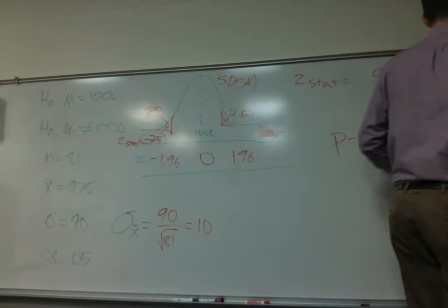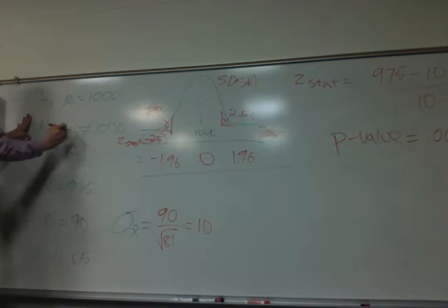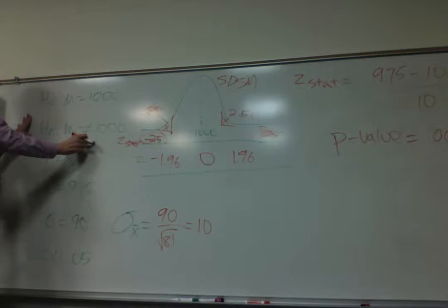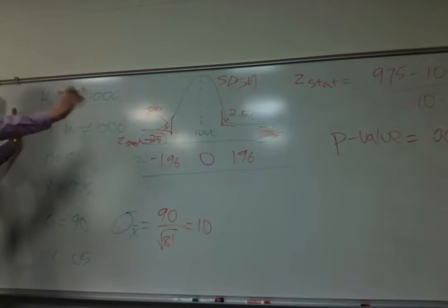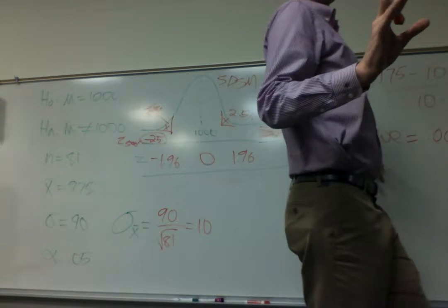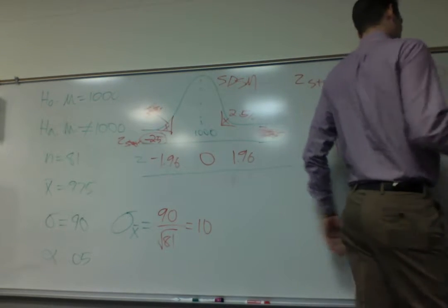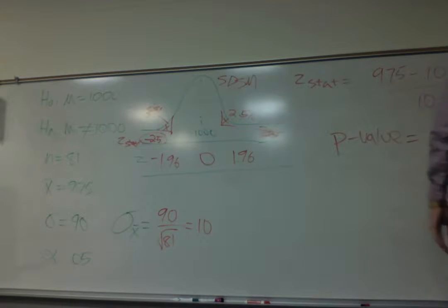Multiply by two. Because when we started this problem, all we said was the alternative is that it is not equal to whatever you say it is. So we could prove that with a really high number or a really low number. So we need to say the chances of ending up with a test statistic this extreme is double whatever we get in that tail, which is going to be 0.012, or 1.2%.